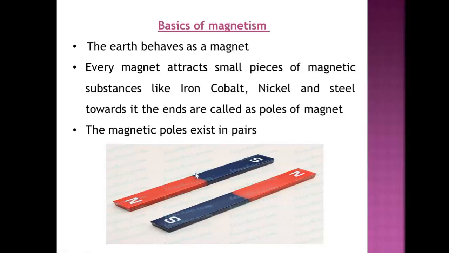If we divide this into two pieces also, see, this side will become north and the other side will become south. And the other part also, this side will become north and this side is south. Like that only it will exist.